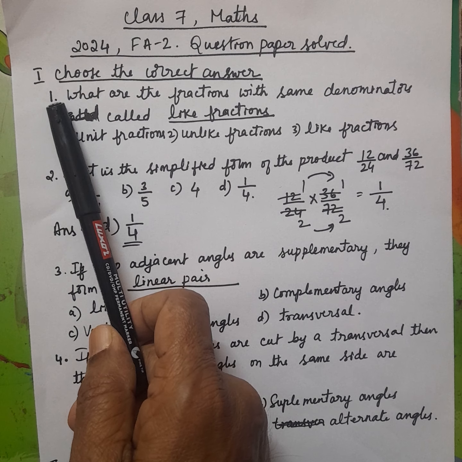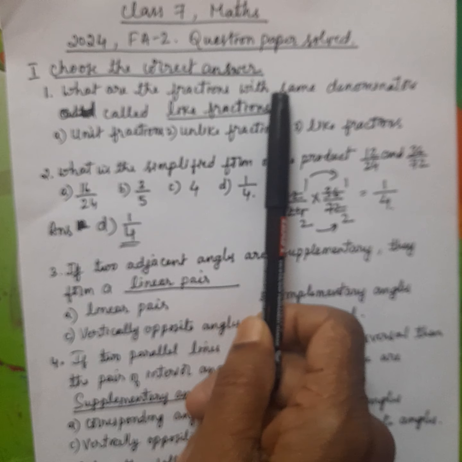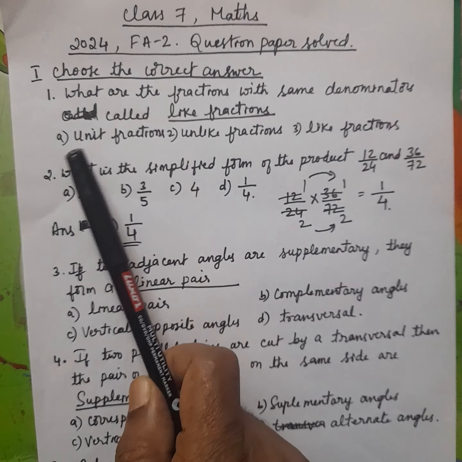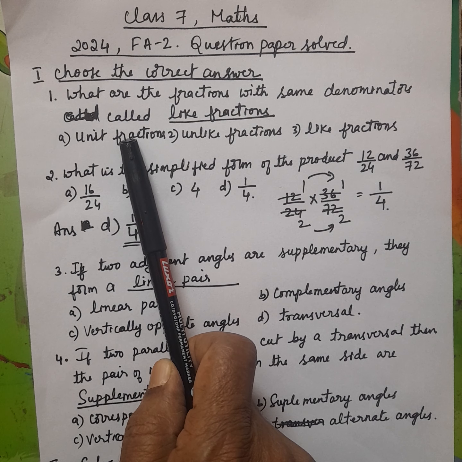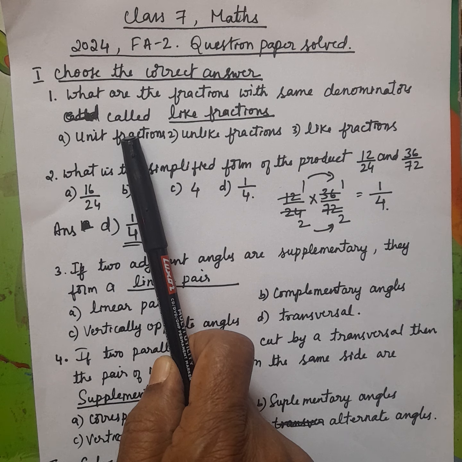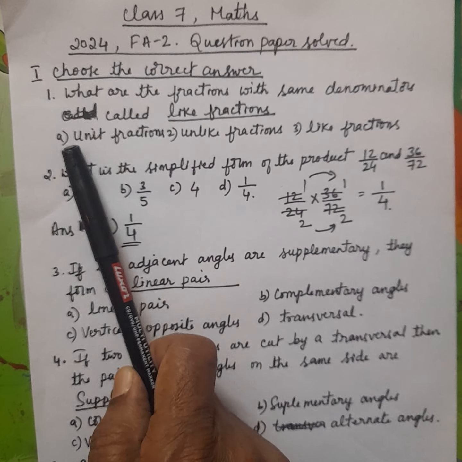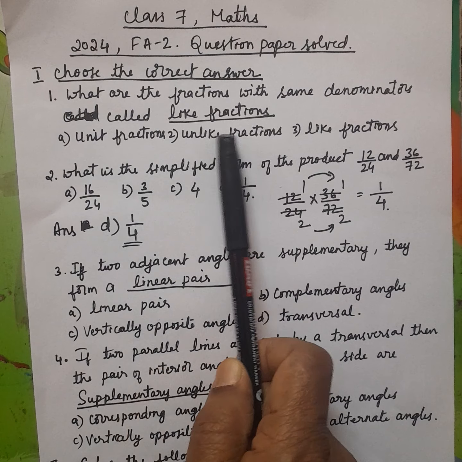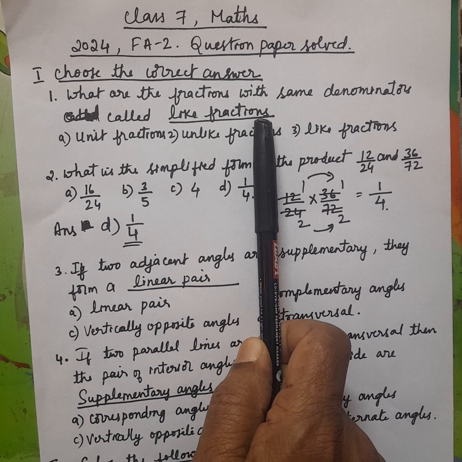Now what is the question? What are the fractions with the same denominators called? So you know numerator and denominator. The fractions with the same denominators are called... three options are there: unit fractions, unlike fractions, like fractions. The answer is like fractions.